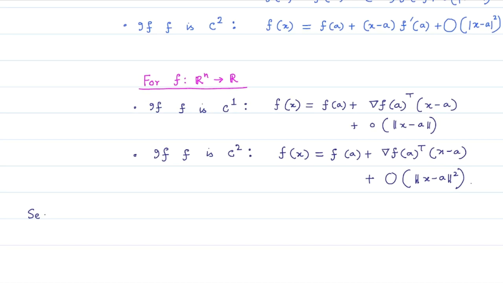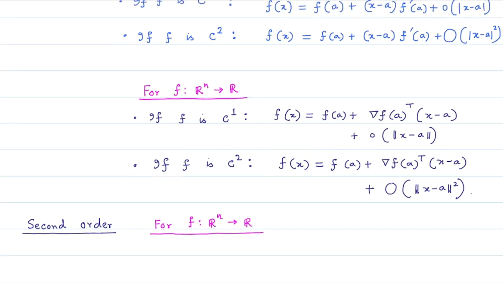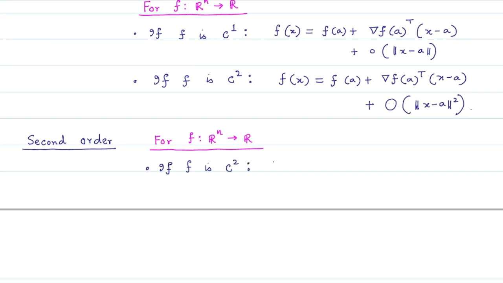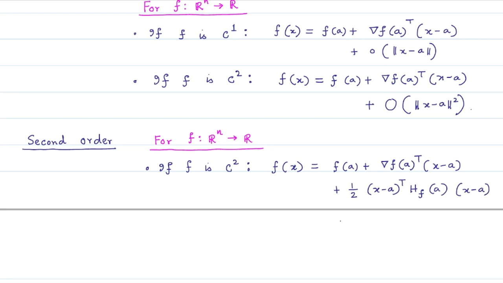For the second order Taylor's approximation, we just write the equation for functions of several variables. By putting n equal to 1, we will get the corresponding approximations for functions of only one variable. If the function f is C2, then Taylor's second order approximation of the function f around the point A is given by f(a) plus gradient f(a) transpose (x minus a) plus 1 by 2 factorial (x minus a) transpose the Hessian of the function f at a, this matrix multiplied with (x minus a), plus small o of norm x minus a squared.